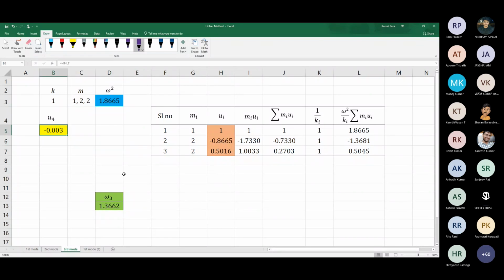Again, with these assumptions, I got u4 equal to minus 0.003. And in this case, look at this. Why is it the third mode? Because this is the first mass here, so this is 1, then this is minus, this is plus. Two nodes, right? Crossing. So that means the third mode.